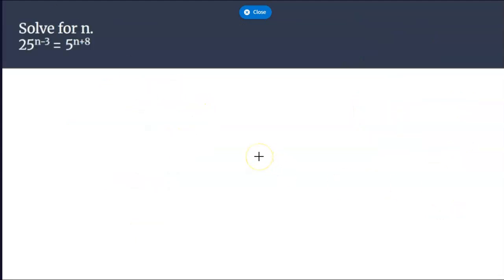On this next one, we're actually going to solve for n. Notice 25 to the n minus 3 power equals 5 to the n plus 8 power. We need the bases to be the same. Let's rewrite 25 as 5 squared, and still being raised to the n minus 3 power. And on the right side of the equation, we have 5 to the power of n plus 8.